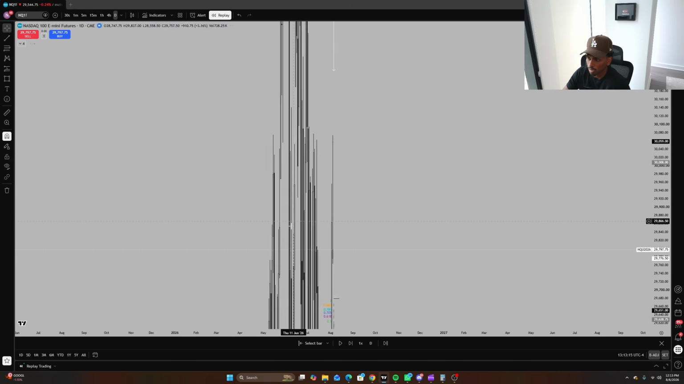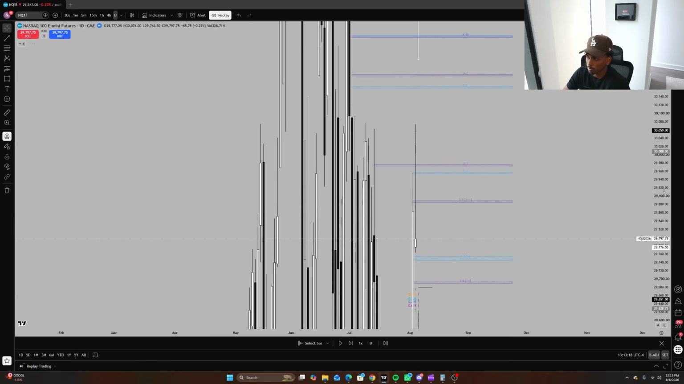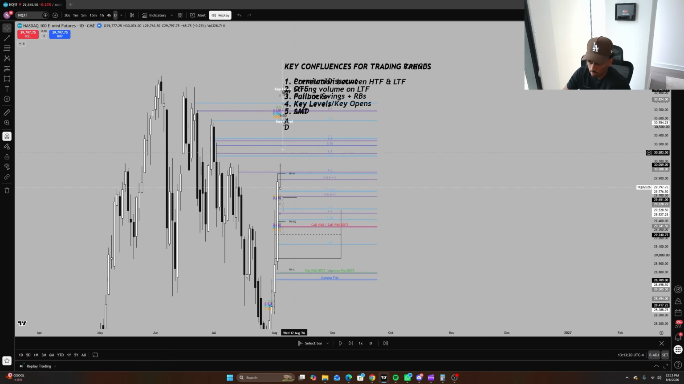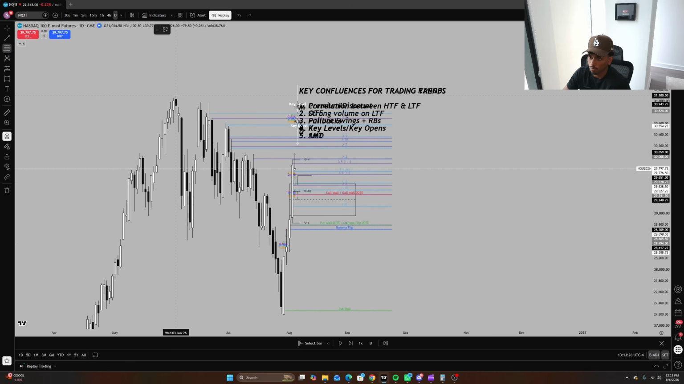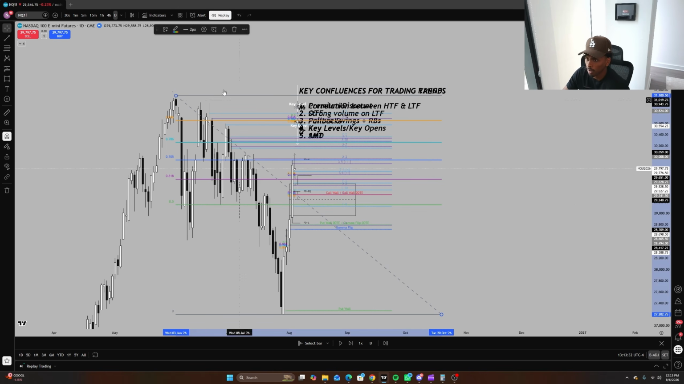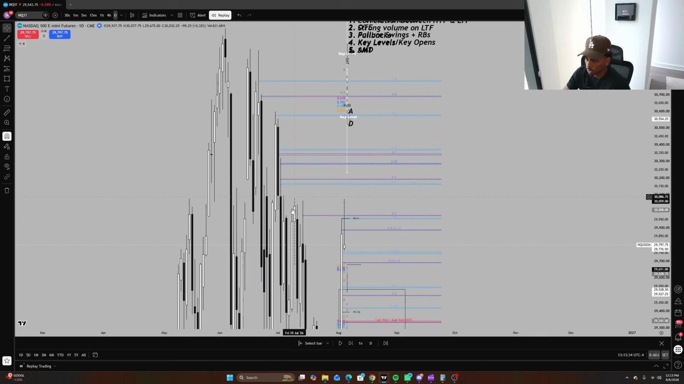I want to talk about what we ended up doing around this area. So yesterday, this is actually when we ended up tapping into the 705 point of this entire leg. That's when we first started to breach 705, the OTE retracement of this entire higher time frame leg. So we took our previous day high.